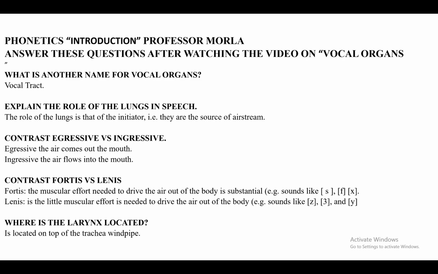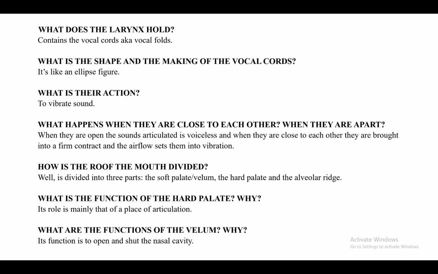Where is the larynx located? It's located on top of the trachea, the windpipe. What does the larynx hold? It contains the vocal cords, also known as vocal folds. What is the shape of the vocal cords? It's like an ellipse figure. What is their action? To vibrate sound.